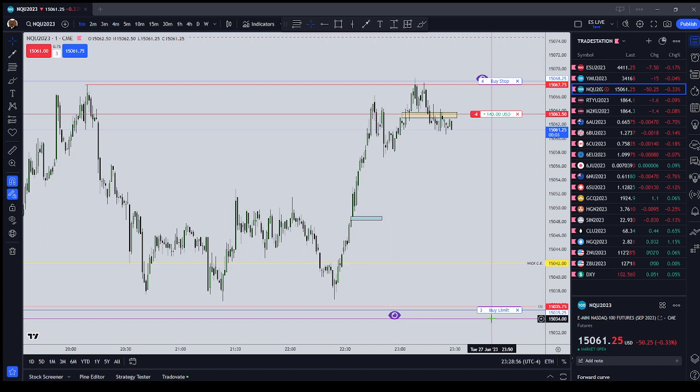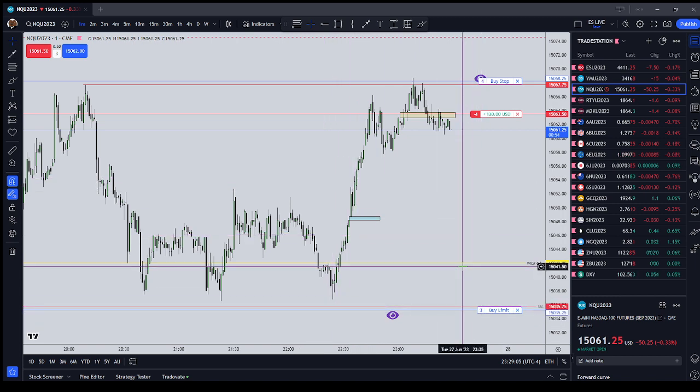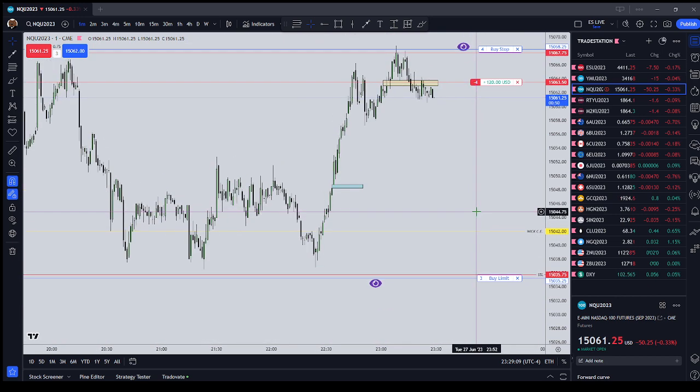Now I'm kind of pissed off, so I'm not aiming for these lows. I'm aiming for that sell side liquidity. I'm not pulling this thing either. I'm going for full pull and runner. That's what I'm doing.